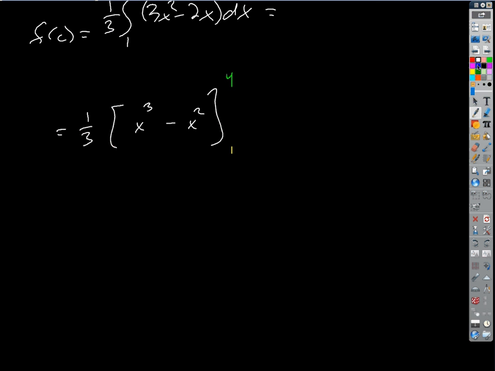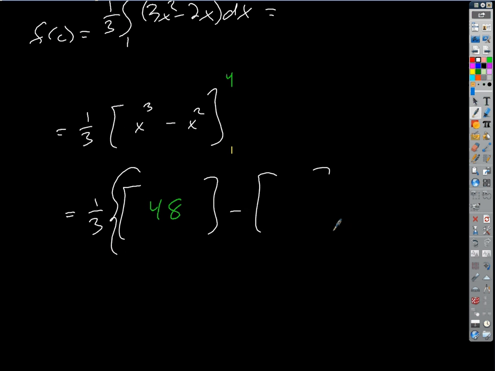One way to do this would be to say 1/3 times this whole thing evaluated at 4, which is going to be what? 4 cubed is 64, good, minus 16, 48, minus this whole thing evaluated at 1 is 0. So we're going to get 1/3 times 48 is what? 16, right?